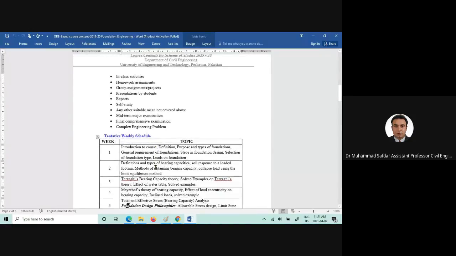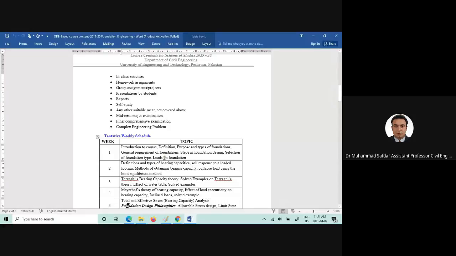We will first start with the introduction, which is today, the first week of our class. We will focus on the definitions, purpose and types of foundations, general requirements of foundations, steps in foundation design, selection of the foundation type, and loads on the foundation.